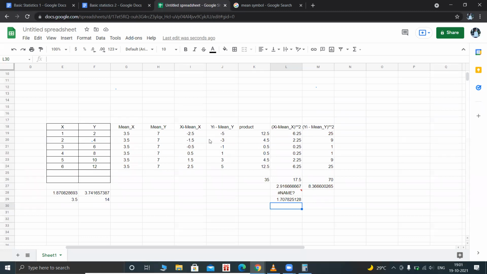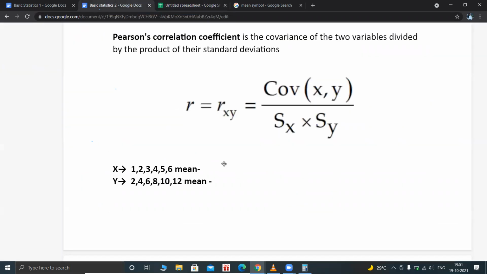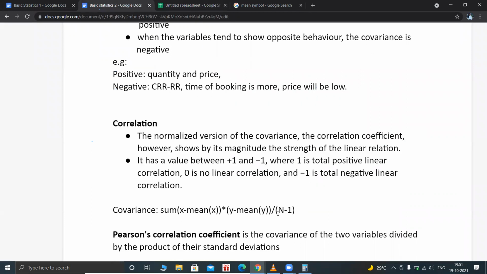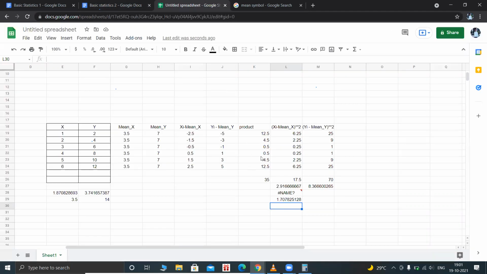So this covariance formula is this one, the product 35, right? Basically the covariance formula is the sum of x minus mean of x into y minus mean of y, divided by n minus 1, right? So what is n, guys, in this case? What is n? 6. So 35 divided by n minus 1, 6 minus 1, 5. So basically I got 7, right?